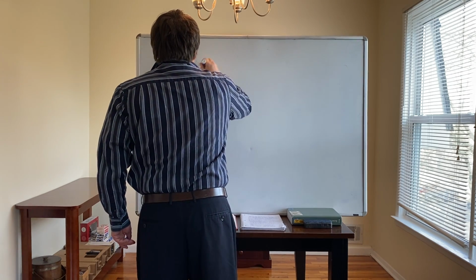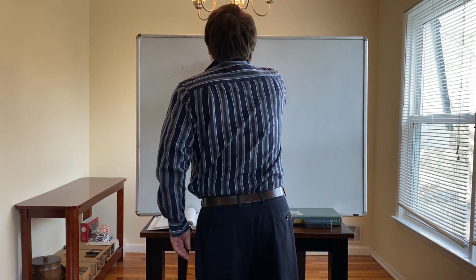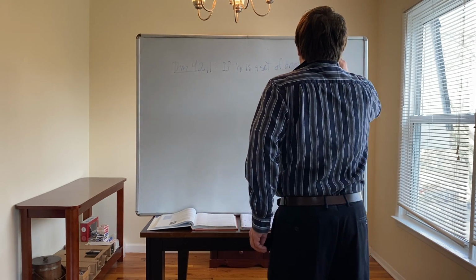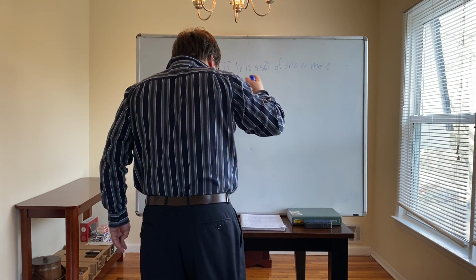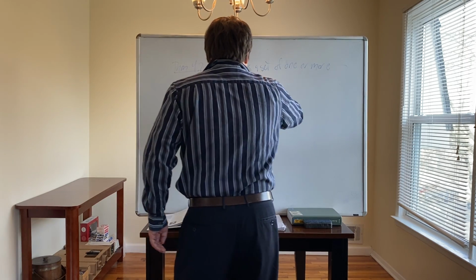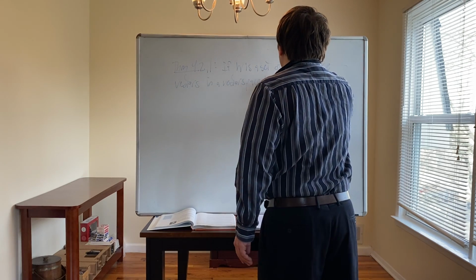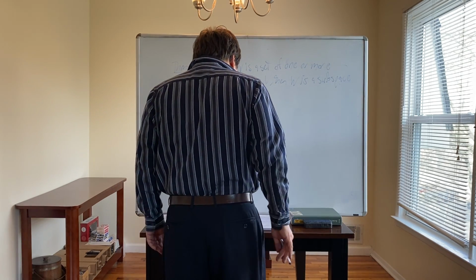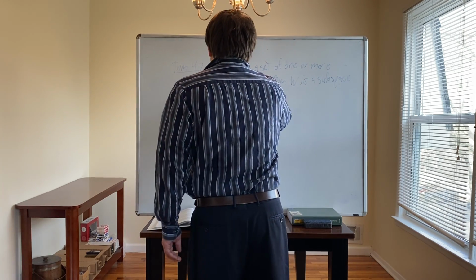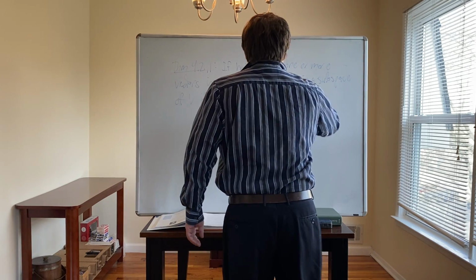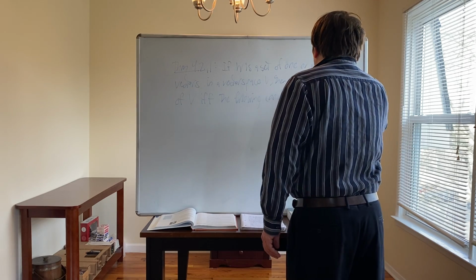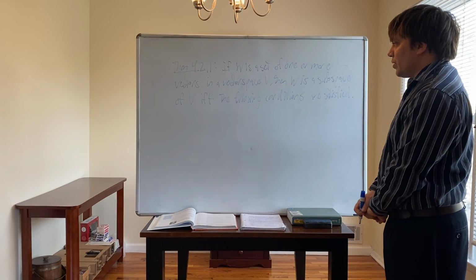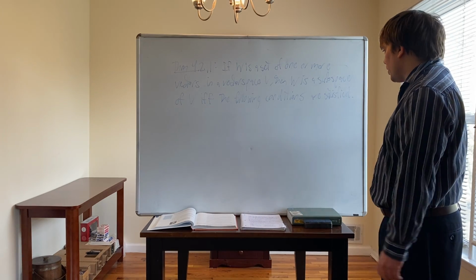So theorem 4.2.1. If W is a set of one or more vectors in a vector space V, then W is a subspace of V if and only if the following conditions hold.